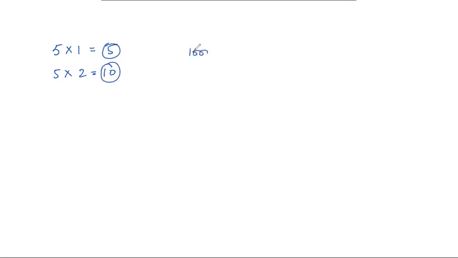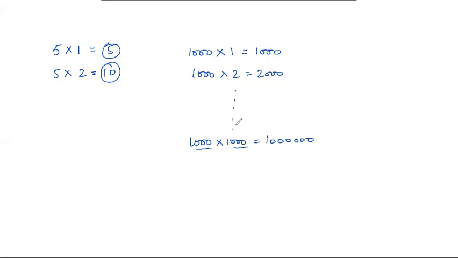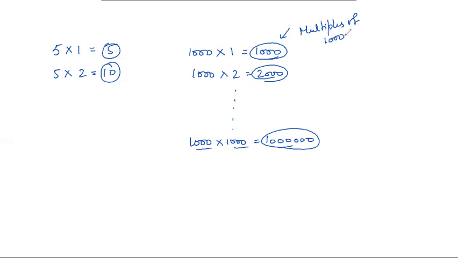Same way, if we take 1,000, then 1,000 1 time is 1,000, 1,000 2 times is 2,000, and 1,000 1,000 times will be 3 and 3, totally 6 zeros. So 1 followed by 6 zeros will be the answer. So these are the tables that we saw, and these are called what? Multiples of 1,000. Right. So this is the idea of multiples.